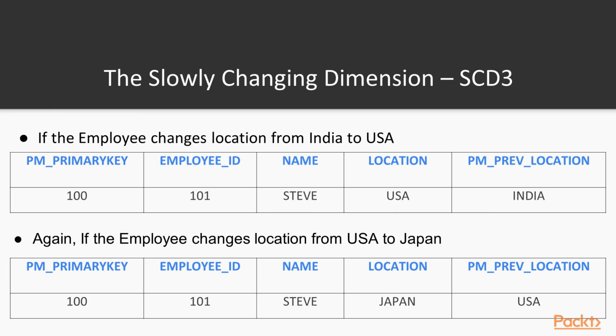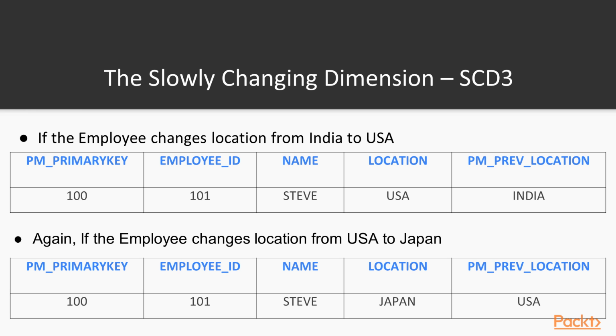In SCD3, we're maintaining history by adding a new column. An optional column, PM_primary key, can be added to maintain primary key constraints. We add a new column, PM_prev_location, in the table to store the changes in the data. As you can see, we added a new column to store data as against SCD2, where we added rows to maintain history. If Steve shifted to Japan, the data changes this. As you can see, we lost India from the data warehouse because we're maintaining only partial history.